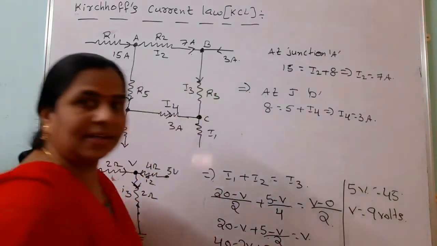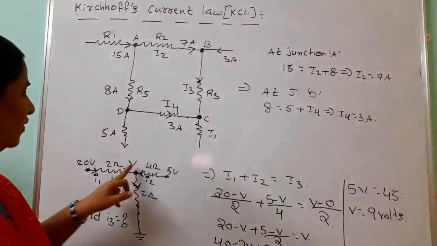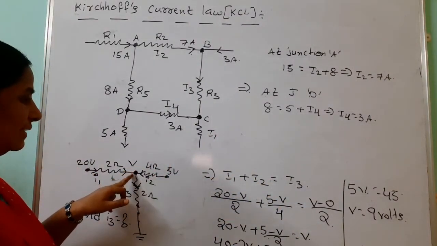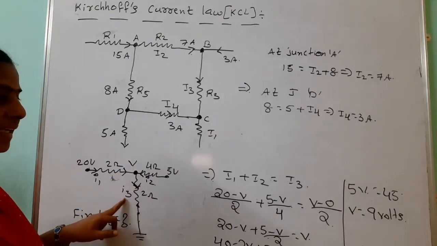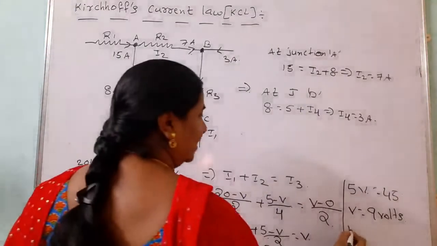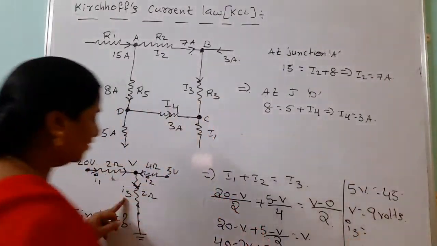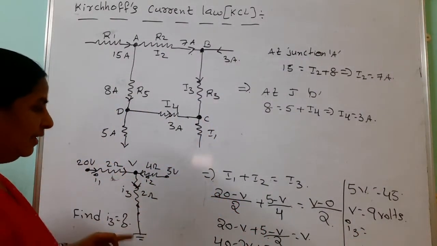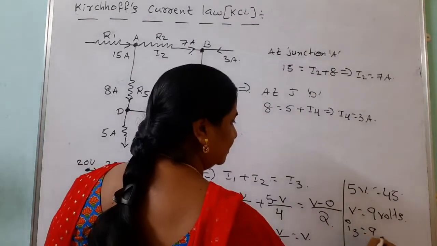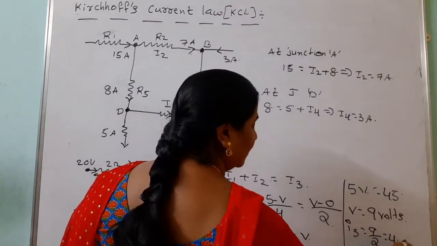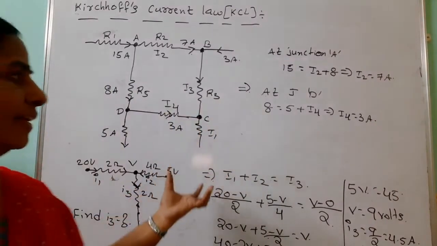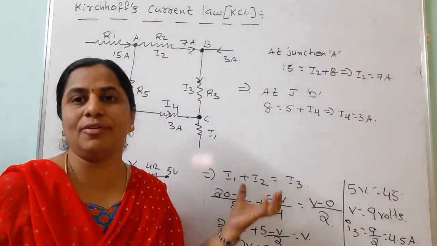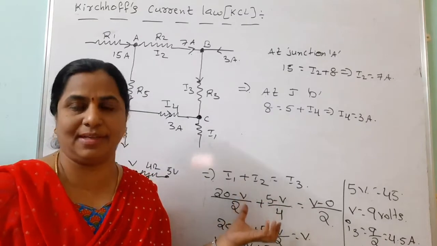This answer is not complete. Just now we found the potential at the junction, 9 volts. But the question is how much I3 is. Now you can easily find it. I3 equals potential difference, anyway it is 9 minus 0, 9 by 2. Answer is 4.5 amperes. See, it looks like a very big circuit, but you can easily solve it when you know the applications of Kirchhoff's first law.